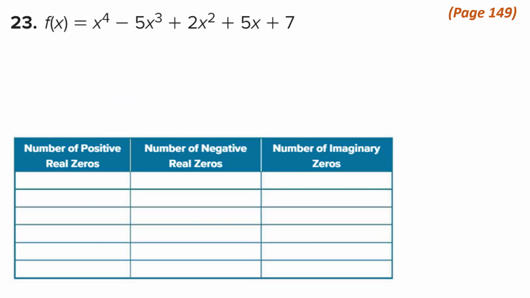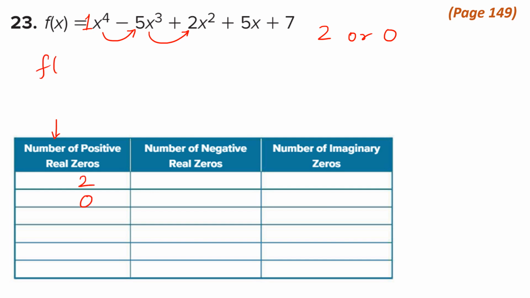Okay, let's try one more question on Descartes' rule of signs. Here we will first find the positive real zeros. Let's see how many times the sign changes. Positive to negative, 1. Negative to positive, 2. Positive to positive, no change. So there are 2 or 0 positive roots. Let's write 2, let's write 0.